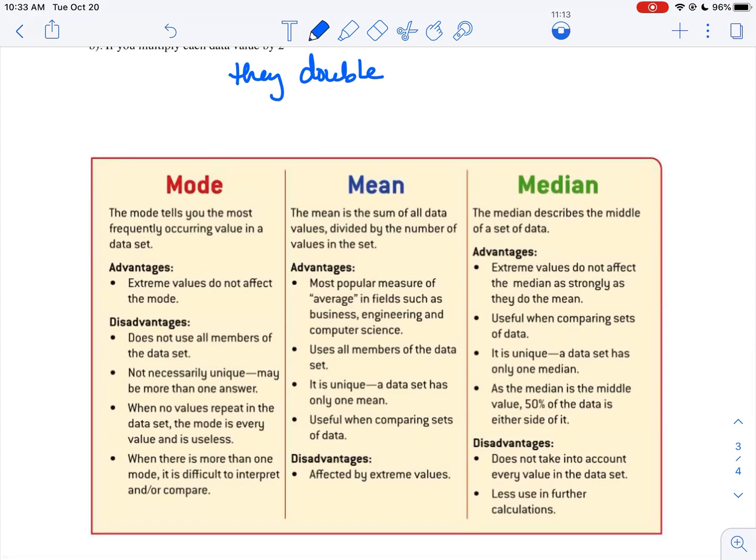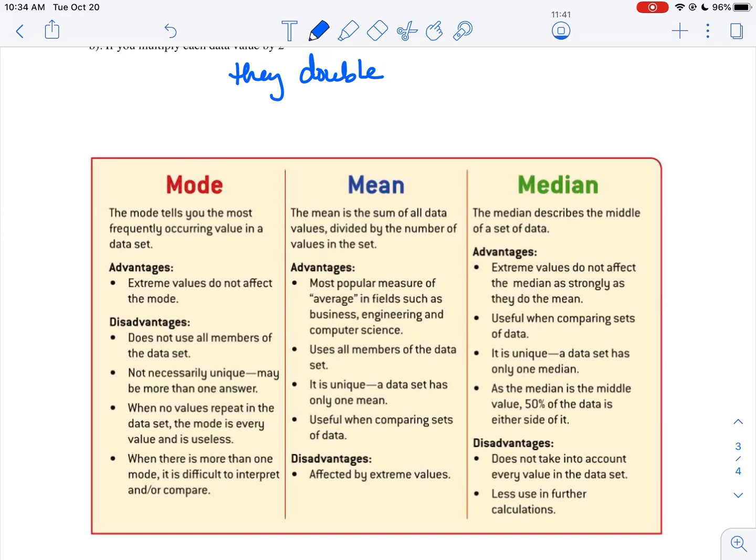Mode. The mode tells you the most frequently occurring value in a data set. The advantages: extreme values do not affect the mode. Disadvantages: it does not use all members of the data set. It's not necessarily unique, maybe more than one answer. When no values repeat in the data set, the mode is every value and is useless. When there is more than one mode, it is difficult to interpret and or compare.